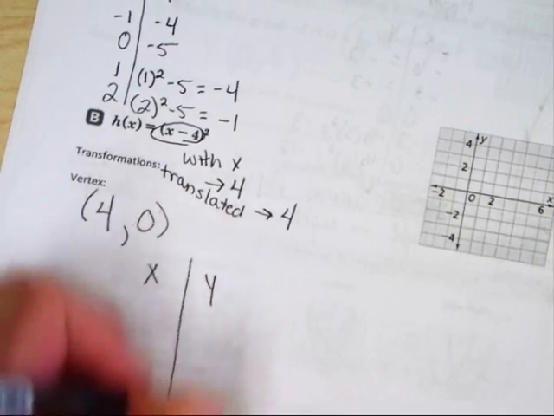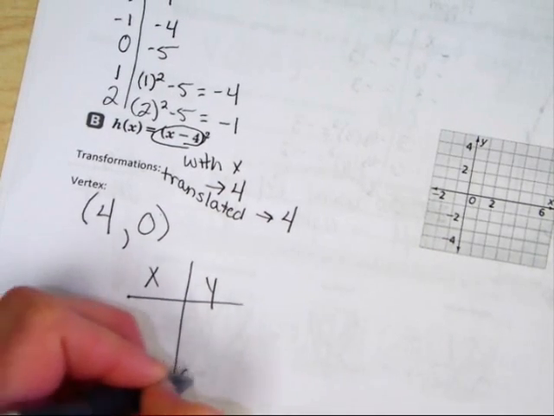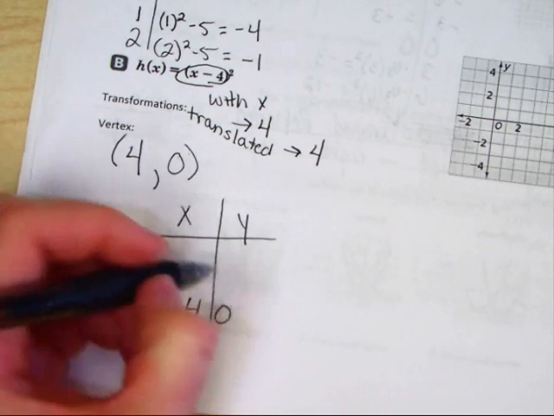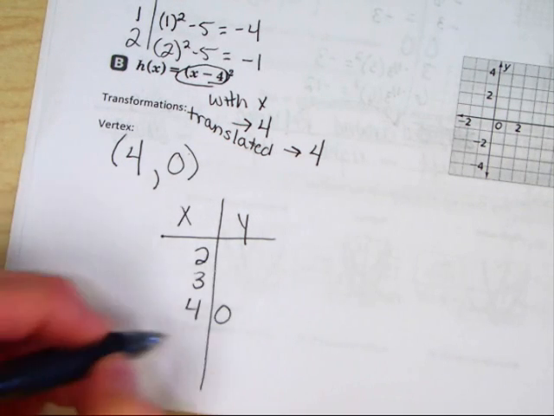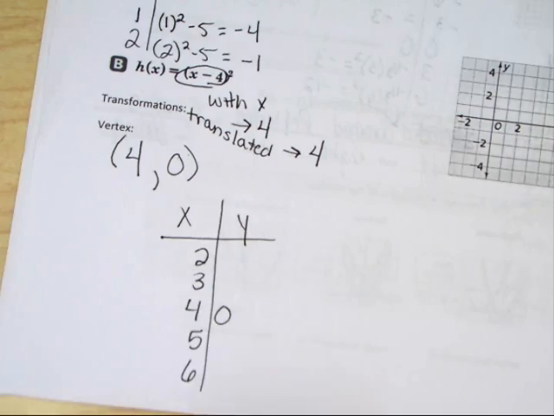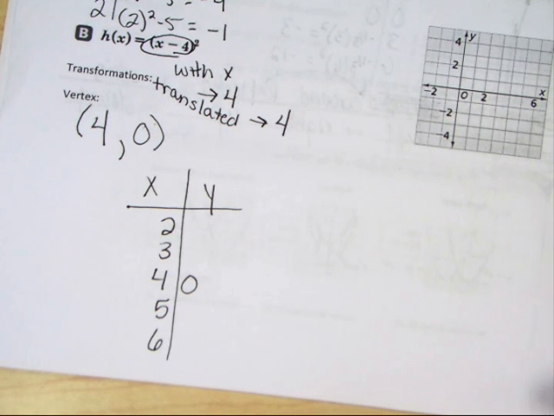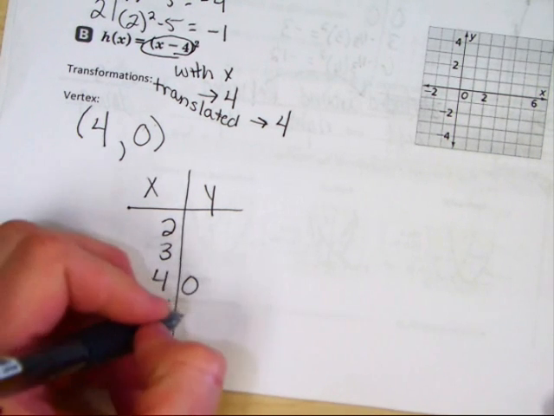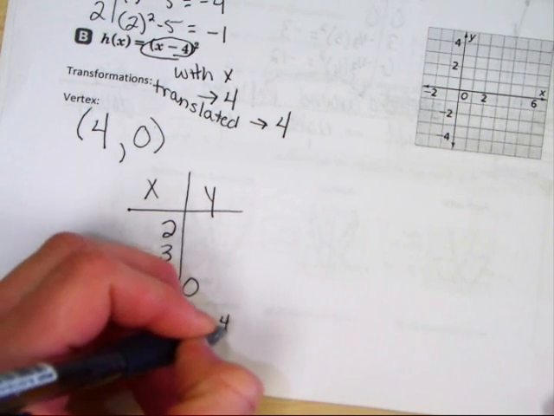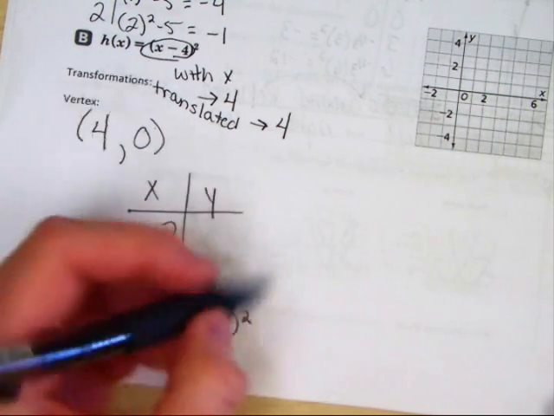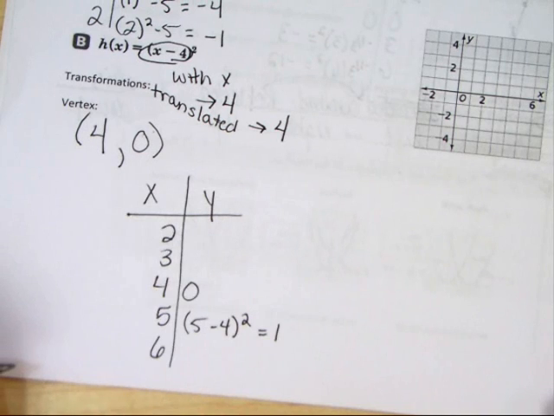Make your xy chart. Put 4, 0 in the middle. Now that you have 4, 0 in the middle, surround it with familiar points. These points look pretty different to you, don't they? That's because this is the first time you've moved something left and or right. So let's go ahead and plug in 5 and 6. So we do 5 minus 4 quantity squared. I just plug it into the equation up here. That's pretty much 1 squared, which is just 1.